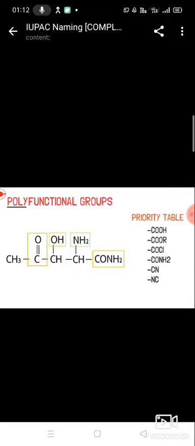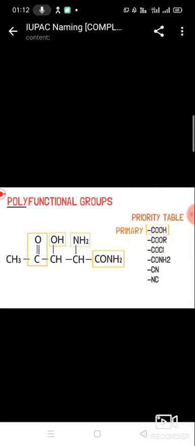Next, polyfunctional groups. Look at here. Here a ketone is present, an alcohol is present, an amide is present. So how to give the priority? This is the priority, keep it in your mind. We have to give the priority from COOH, next COOR, COCl, CONH2, CN and NC. We have to start from top and go down.